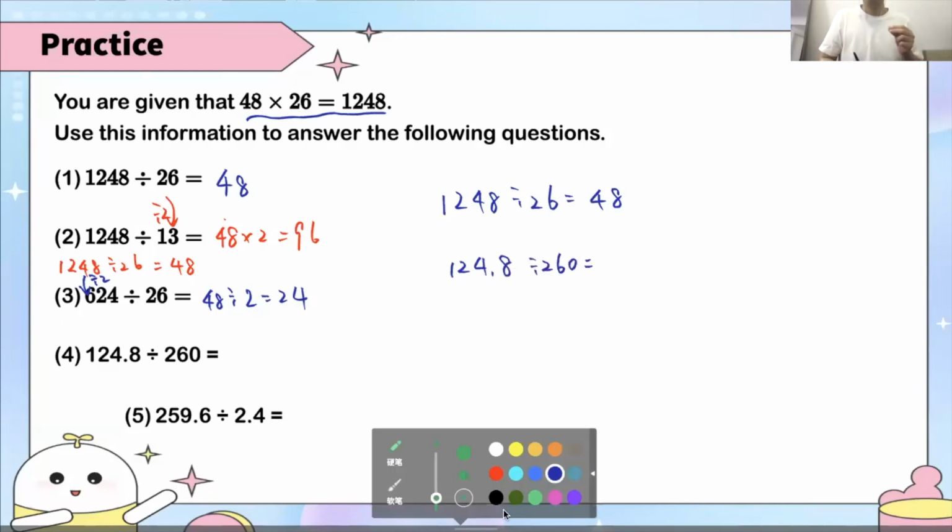124.8 divided by 260. Okay, so this question I will write down here. 1,248 divided by 26. That is 48. This equation is coming from the original multiplication. Okay, that is 124.8 divided by 260. Okay, so how do we handle this question?